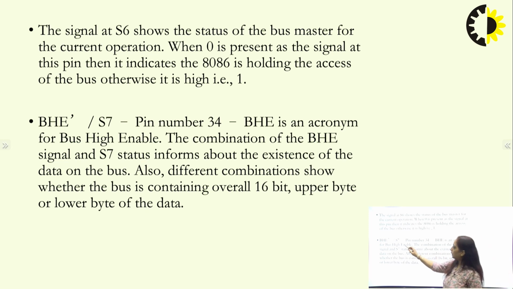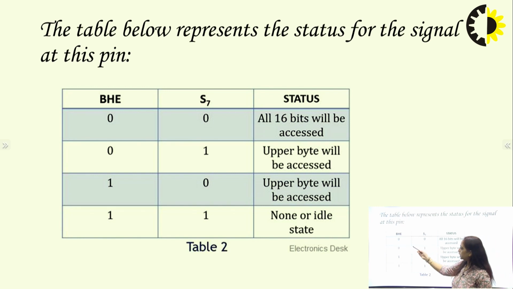Then we have bus high enable pin, BHE, which is multiplexed with S7, which is present at pin number 34. I have told you that the bus high enable pin is used to select the memory bank. Whether we want to read from the upper byte or lower byte, or we want to read the complete word, that will be done with pin number 34. So we have this combination. If the value of BHE pin is 0 and A0 is 0, all 16 bits will be accessed. For 0, 1, upper byte will be accessed, for 1, 0 lower byte will be accessed, and for 1, 1 nothing will be done.